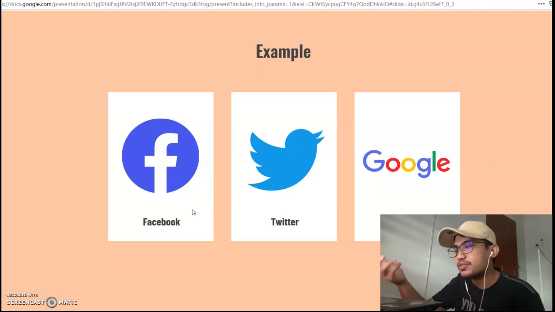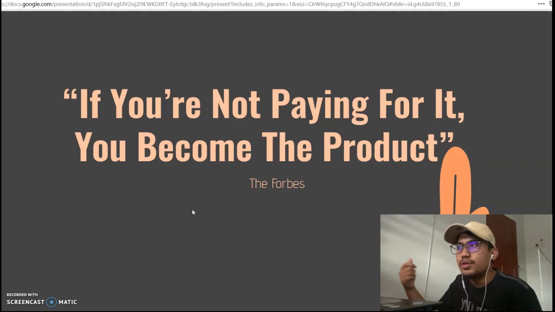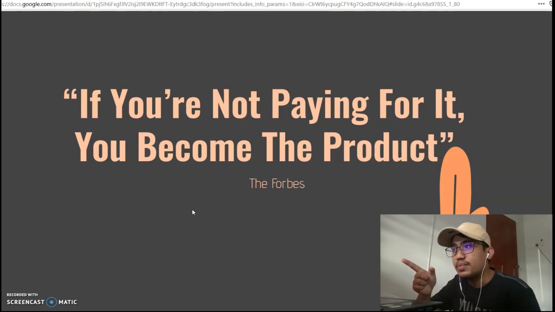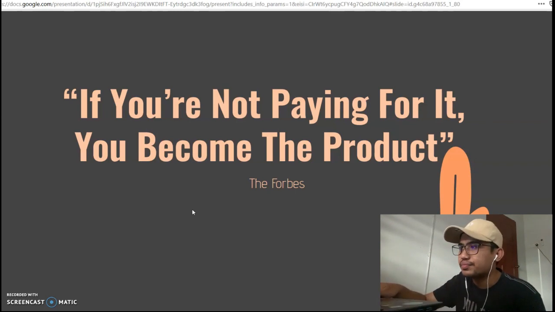Okay, the next one, types of freemium. I would like to highlight a few words about this freemium, which is the network effect. Remember, this is a default. It is said in the title, you can search: if you are not paying for it, you become the product. So what does it mean? It means data is very important. So remember, keep your data wisely and never give your data easily to other people.